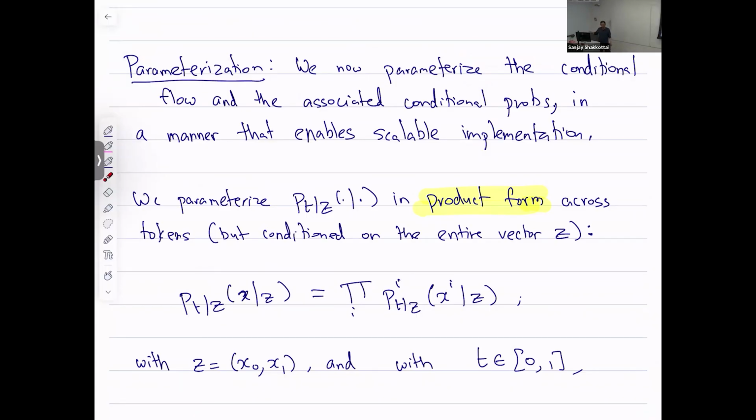Now we are going to impose product form structure. So PT given Z of x given Z, where PT is at time t, xt. We are going to impose that it's product form across components, conditionally independent, but conditioned on the entire Z. So this addresses the question you're talking about. But the local one step is still product form.